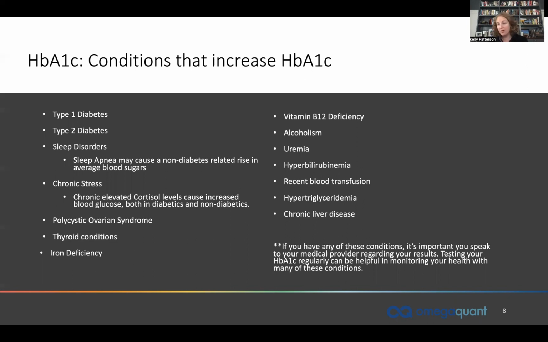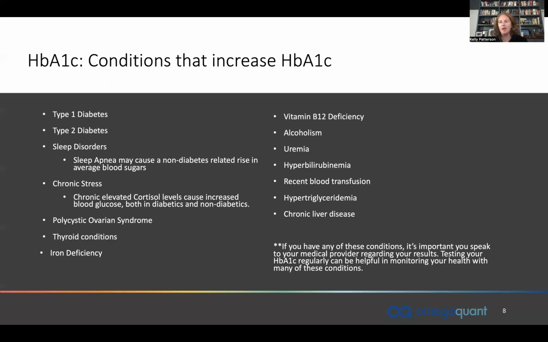So if you're somebody who doesn't get very good quality of sleep, or you snore really loudly, it's definitely something to take a look at, if your A1c is higher than you'd like it to be, that could potentially be related to that sleep issue. Chronic stress as well. Chronic elevated cortisol levels can cause increased blood glucose, both in non-diabetics and diabetics. Again, we're not going to see it quite as high in non-diabetics, but that chronic stress can definitely increase those A1c levels.